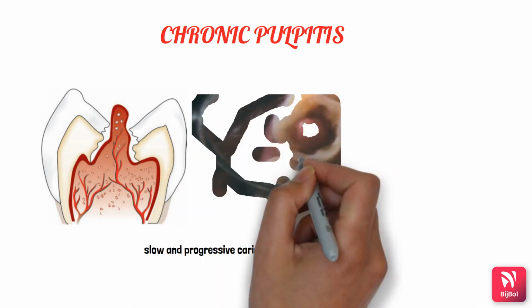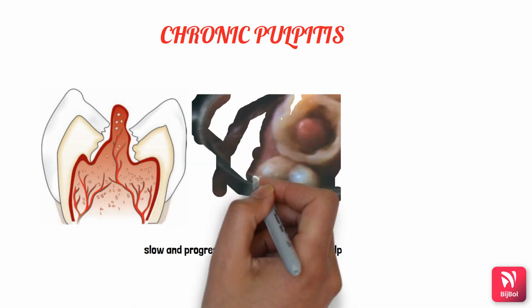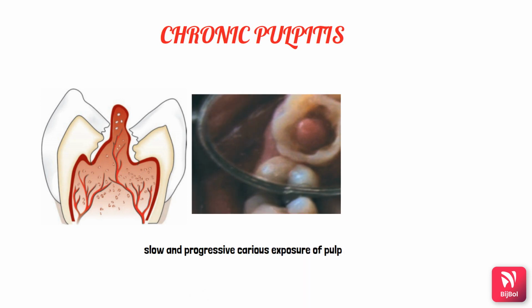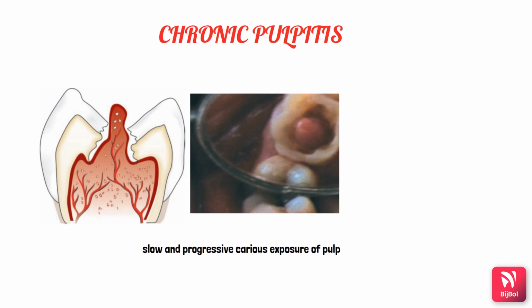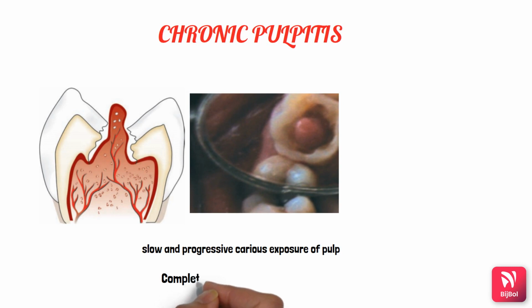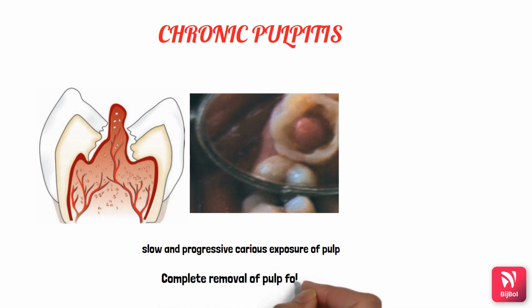So, if you see in this, it is usually asymptomatic, but a fleshy pulpal tissue fills the pulp chamber, which is less sensitive than the normal pulp. But it bleeds easily due to the rich blood supply. And the treatment would be the complete removal of the polypoid tissue with a spoon excavator, followed by the root canal treatment.